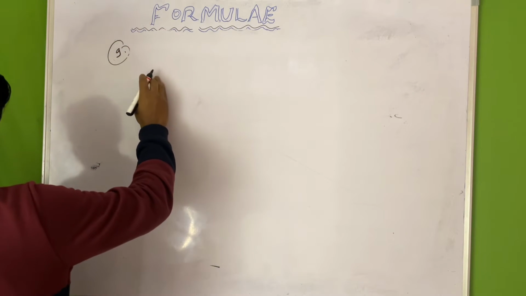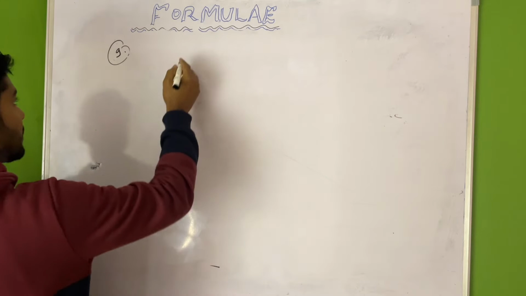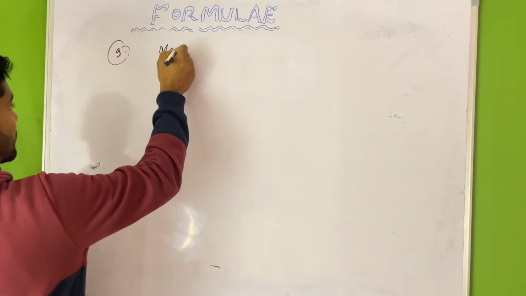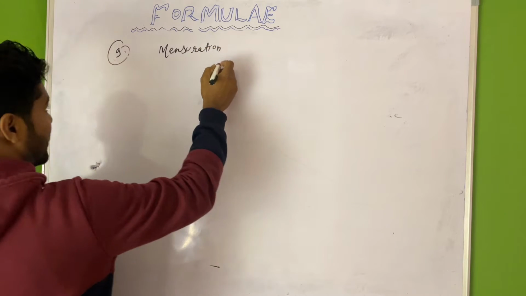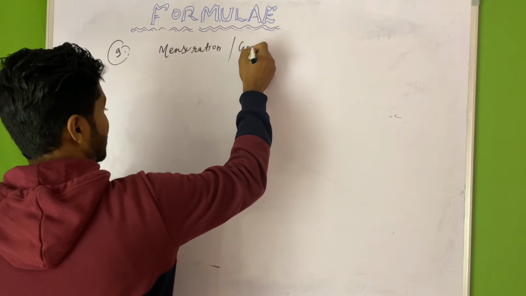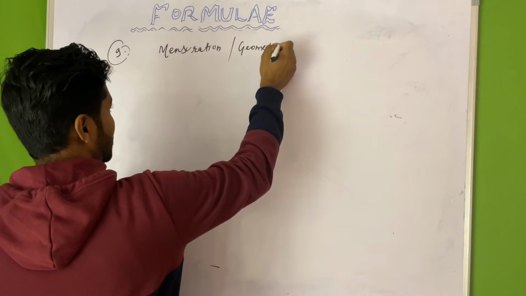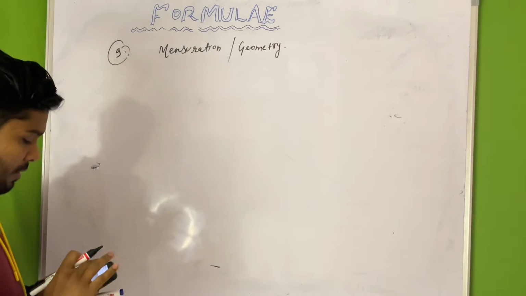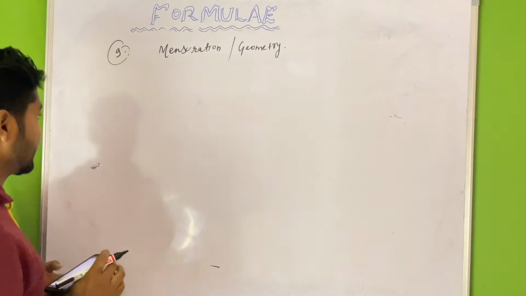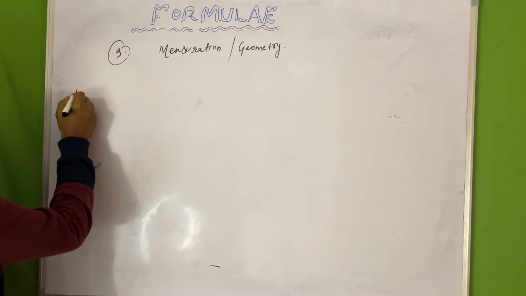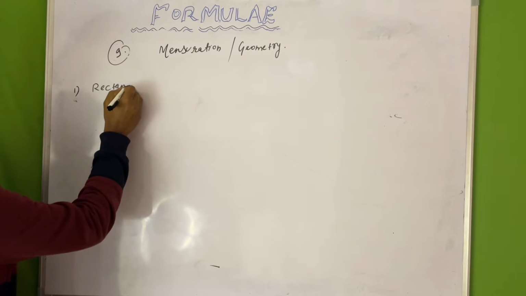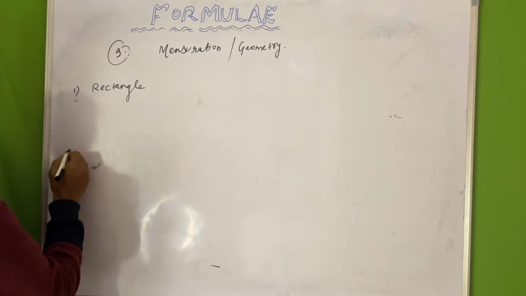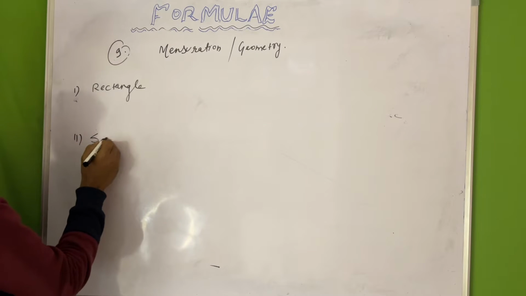Ninth, mensuration/geometry. In this section we will study formulas related to mensuration and geometry. First is our rectangle. Second, square. Third, trapezium.